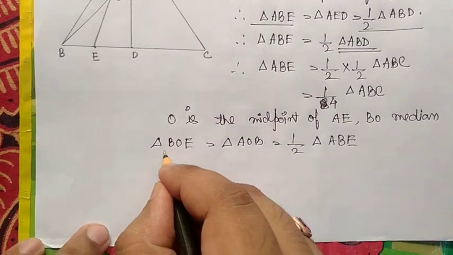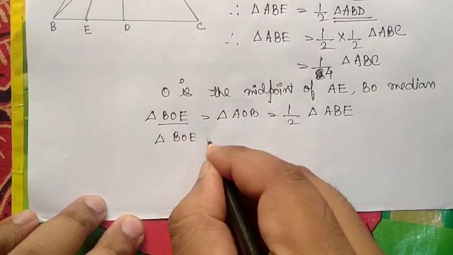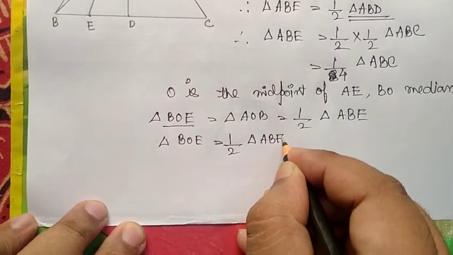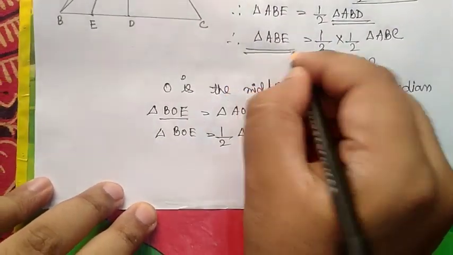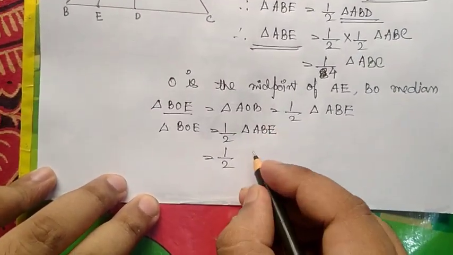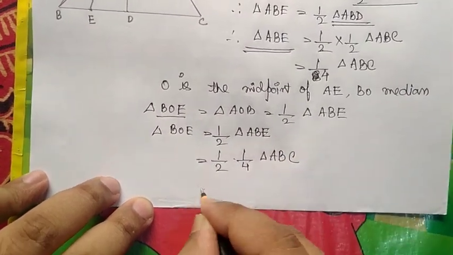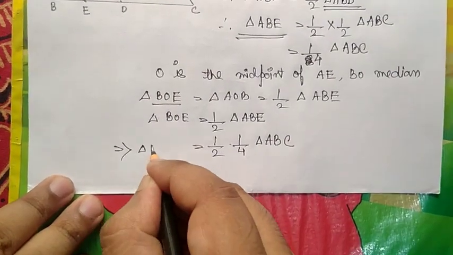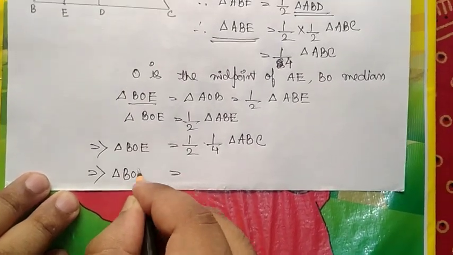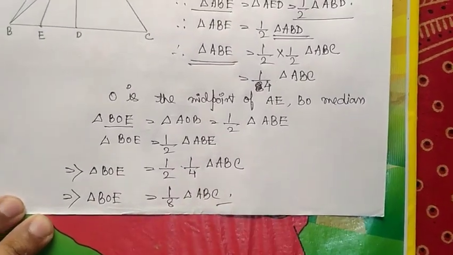So now triangle BOE equal to half of triangle ABE, and triangle ABE means 1 by 4 triangle ABC. So in the next line we can say that in the place of triangle ABE we can write 1 by 4 triangle ABC. So triangle BOE equal to 1 by 8 triangle ABC. So this is the answer.